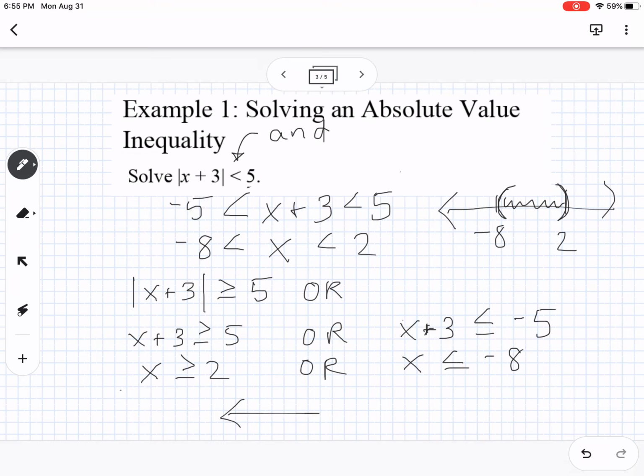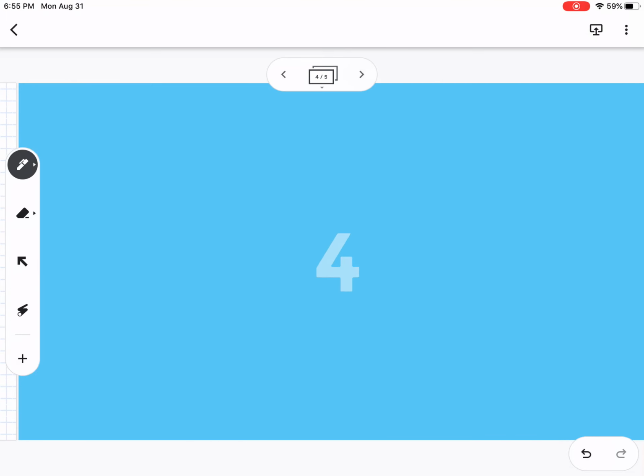So what that means is we have negative 8, we have 2. These are going to be brackets because they're or equal to, so it's going to be greater than 2 or less than negative 8. Okay? So that's absolute value inequality.